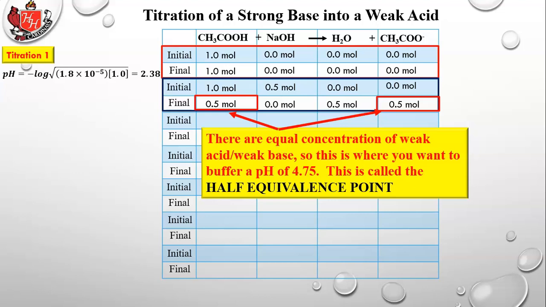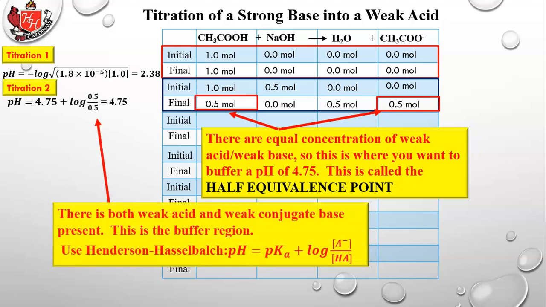So we're going to go ahead and use Henderson-Hasselbalch. There is both weak acid and weak conjugate base present. This is the buffer region. Okay, use Henderson-Hasselbalch. There it is. So we plugged in the numbers. And whenever you have equal amounts, remember we said back in the previous lesson, you want to have equal amounts of the weak acid and the weak conjugate base. Why? Because you want to protect the solution both from the acid side, that would be the weak conjugate base, and from the base side, that would be the weak conjugate acid. And you want equal amounts of both of those. And so that's ideally where you want your buffer to be, is equal amounts.